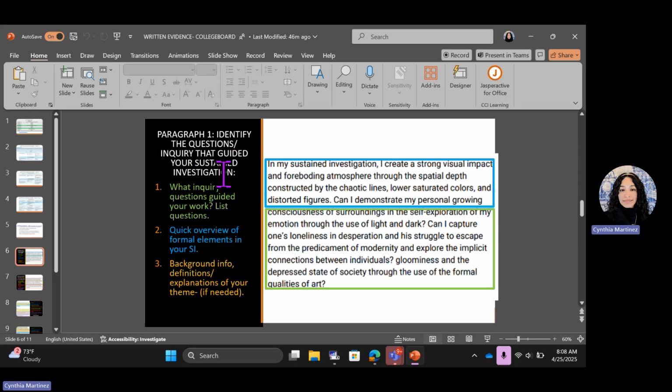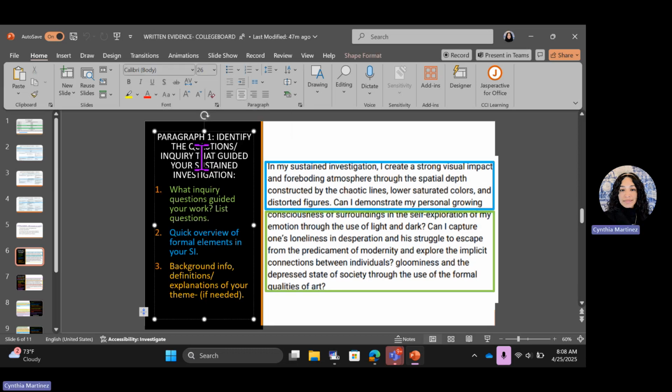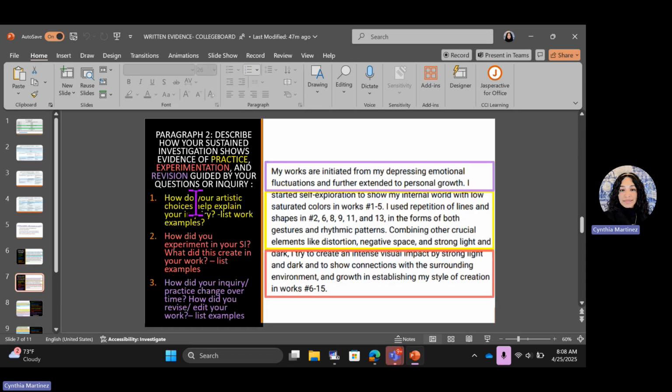Let me tell you how this slideshow is organized. On the left, you're going to have what you need to write for paragraph 1. I broke the paragraph down into smaller questions. So these are the 3 questions you will answer for paragraph 1. On the right side, you're going to see an example and it's color coded. Same thing for the second paragraph. You're going to see the question broken down into 3 smaller questions. And of course, on the right side, you will see the example that is color coded.